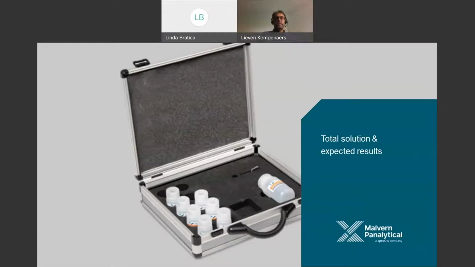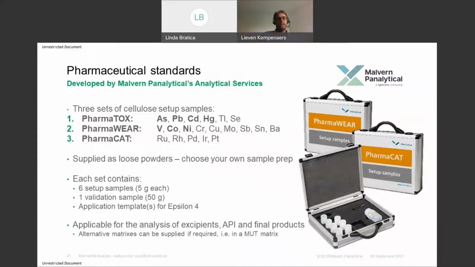I talked about the instrument, the Epsilon 4. I also want to say something about the whole method that we offer, and then also some results that we achieved.